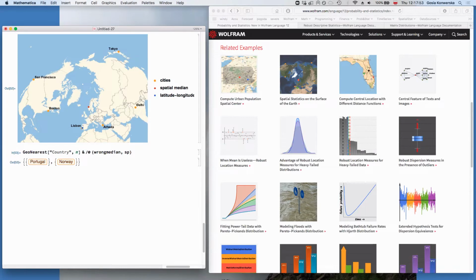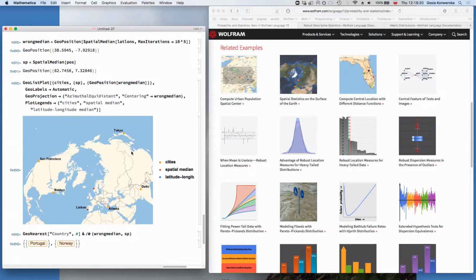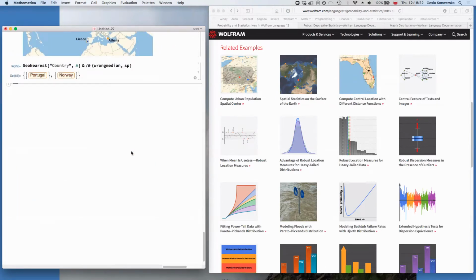Okay, so that was about spatial median. Central feature, it's similar in the way that it minimizes the distance, but it finds the point within the data that minimizes the total distance to every other point. So it does not produce a new location, it just selects the point within the given data. So, oops, great. It's good to have undo.